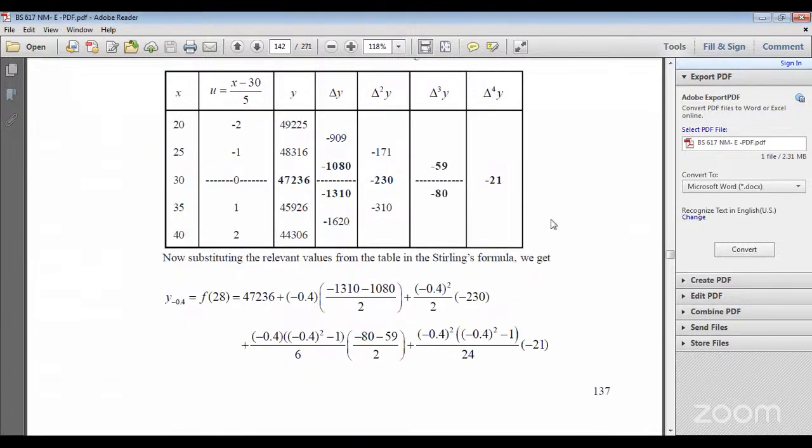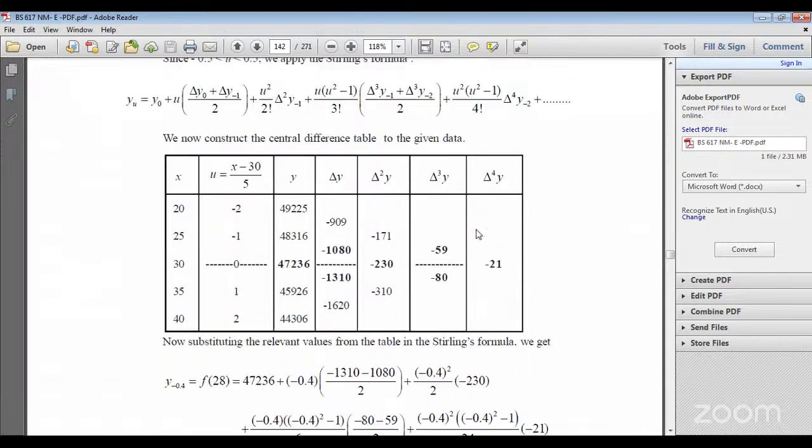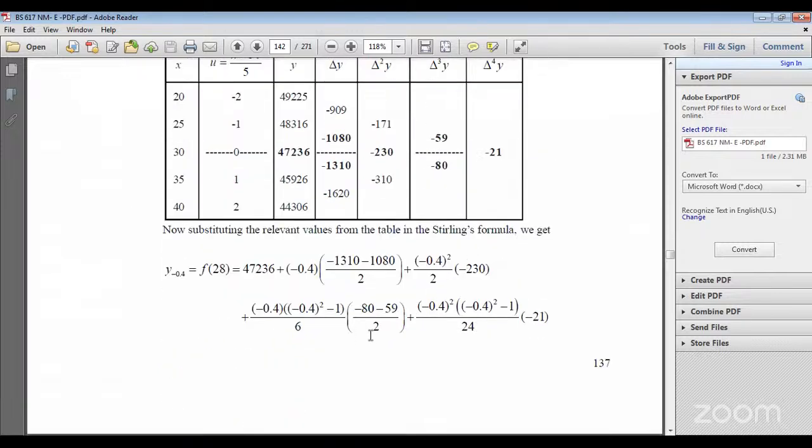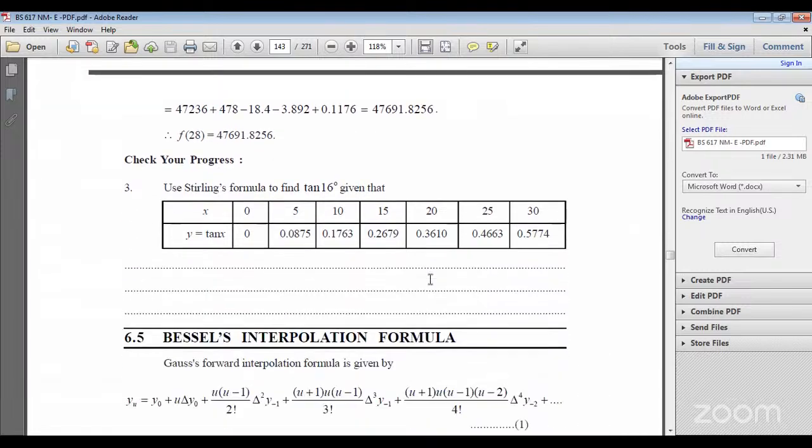So now, substituting the relevant values from the table into the Stirling formula: y is 47236, plus (minus 0.4) into (minus 1080 minus 2140) by 2, plus (minus 0.4) whole square by 2 into the second difference, and so on, taking the values from the table. Then the u-cube terms with 1 by 6 and the fourth-difference term with 1 by 24 into minus 21. So these values are approximately, I am taking these values here, that is f of 28 is 47621.8256.